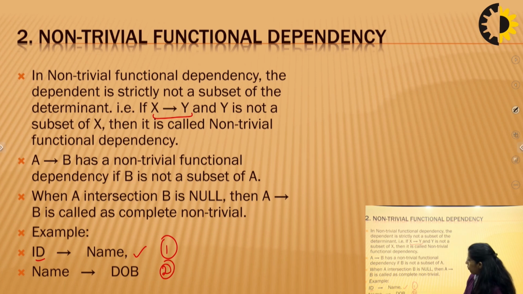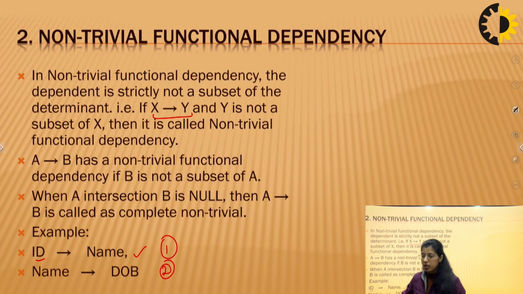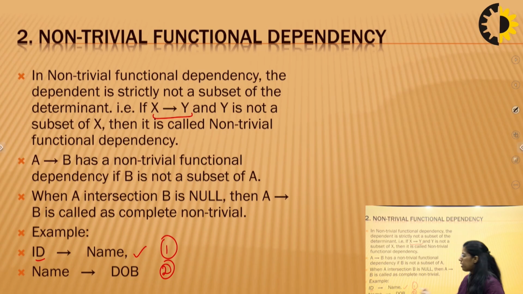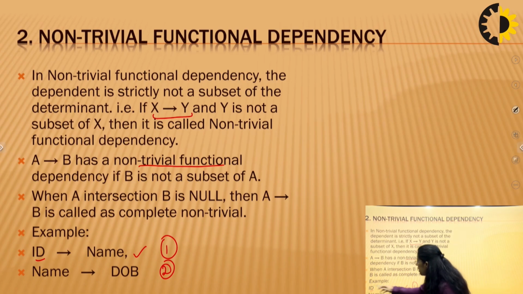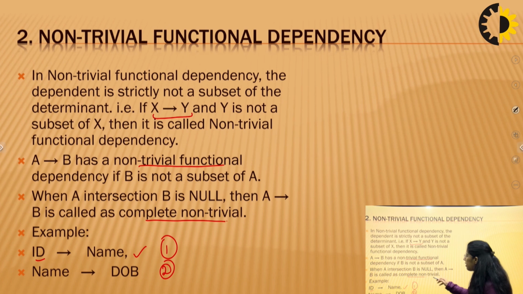So now, if we talk about these two functional dependencies, we can see the right hand side is not a subset of the left hand side. So both of these are non-trivial functional dependencies. Secondly, these are complete non-trivial because the intersection of these two will be null only, and also in this case it is null. So these are complete non-trivial functional dependencies also.